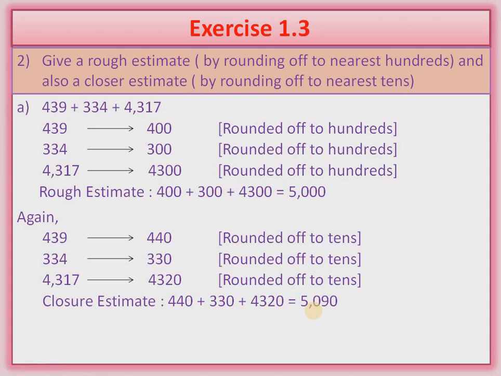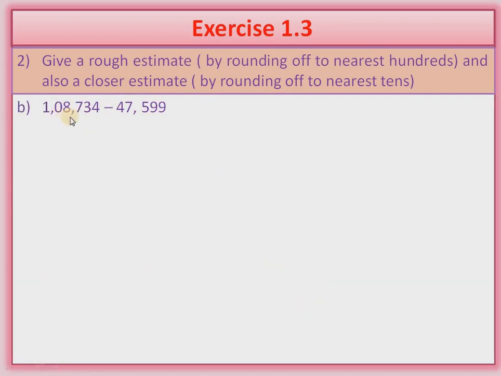Question 2b. Okay, 1,08,734 minus 47,599. Understood what I am telling you? Now look at this side. Again, we are going to convert to the nearest 100. Already you know. Okay, what will we do first? We will make a line at the last 2 digits. So we have written 00 instead of 34. Then check the value of 34. It is 00.